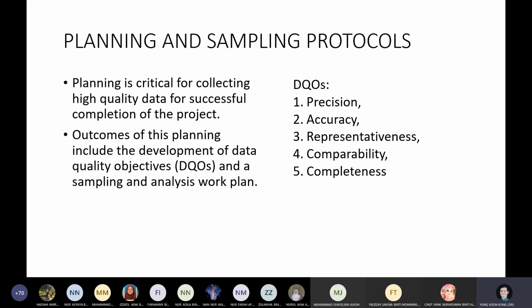So planning, what is the reason? The reason is to develop the outcome of this planning. The outcome of this planning is the development of data quality objectives. These are the objectives that define the quality of your result. So where does the quality come from? From a proper sampling plan. So let's go to these 5 objectives.